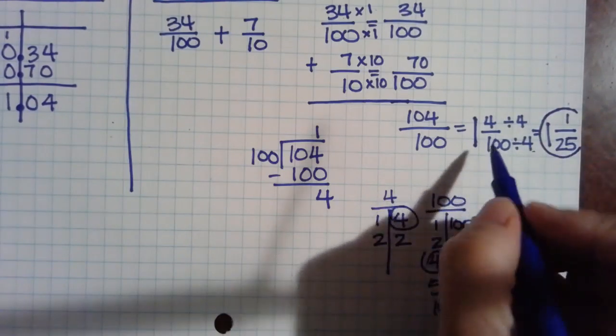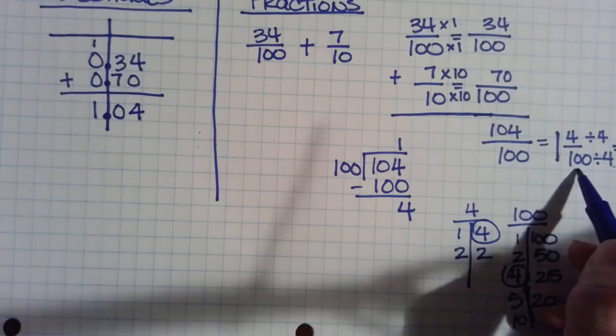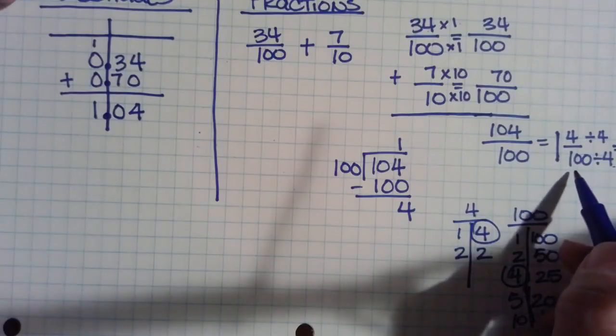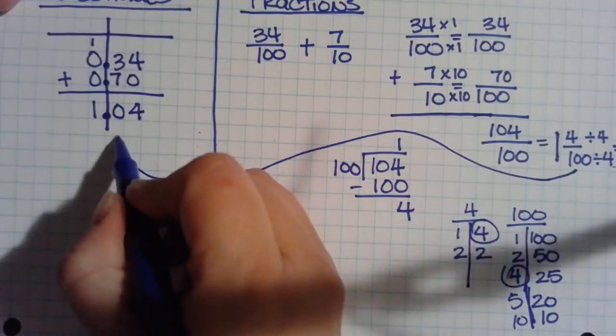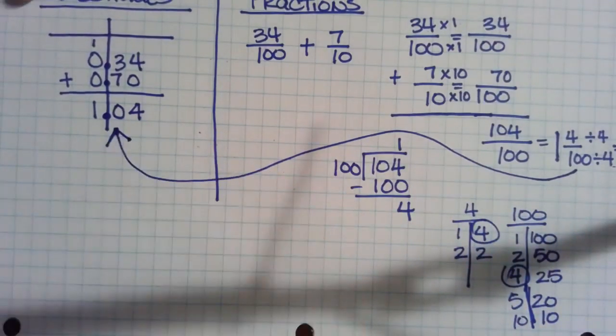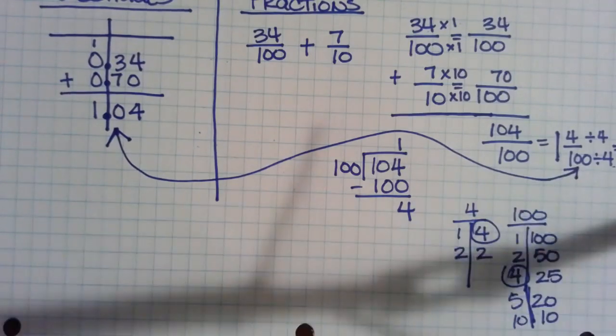Alright, and then don't forget that we can also compare it to our decimal. This fraction right here before we simplified matches what we did on the decimal side. 1 and 4 hundredths over here, 1 and 4 hundredths.